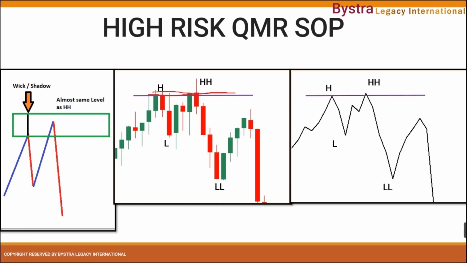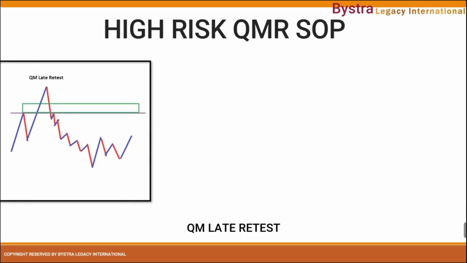Let's look at the second one. The second one is the late retest. So we have the left shoulder. We have the high, low, higher high. And then when price makes a lower low, it takes a lot of time. Not only that, to come back up, it also takes much longer than it's supposed to.